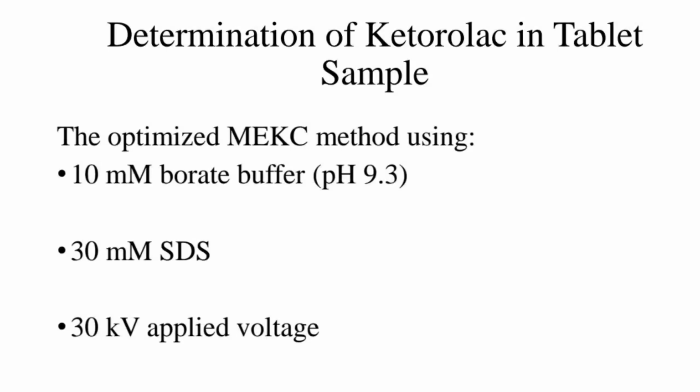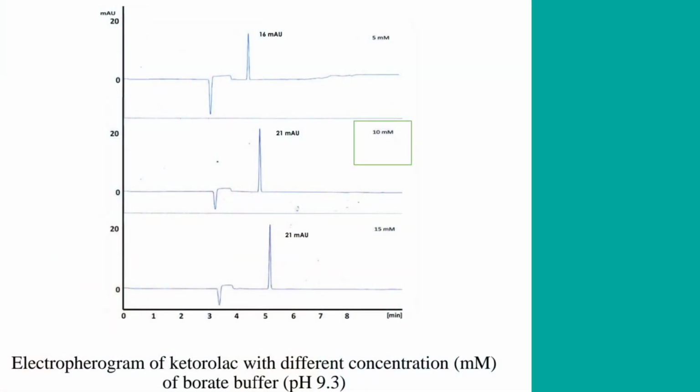Firstly, we optimized the concentration of the buffer. We used borate buffer pH 9.3. As can be seen in this figure, we optimized the buffer concentration at 5 millimolar, 10 millimolar, and 15 millimolar. The results show that 10 millimolar and 15 millimolar give the highest peak of ketorolac.